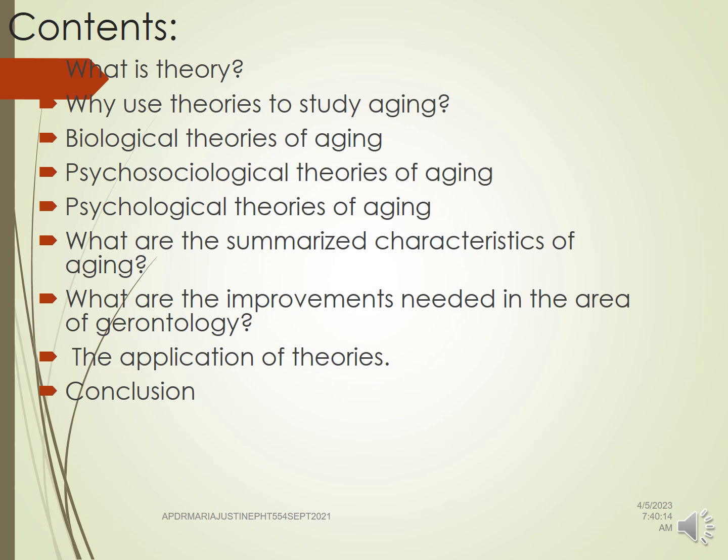So first of all, you have to know what is theory, and we need to know why we use theories to study aging. Basically, we have at least two or three categories of theories of aging. One is biological or physiological theories, psychological, and also sociological theories of aging. So you have to know what are the summarized characteristics of aging based on these theories. And understanding the theories, you may want to suggest any improvement that is needed in the area of gerontology.